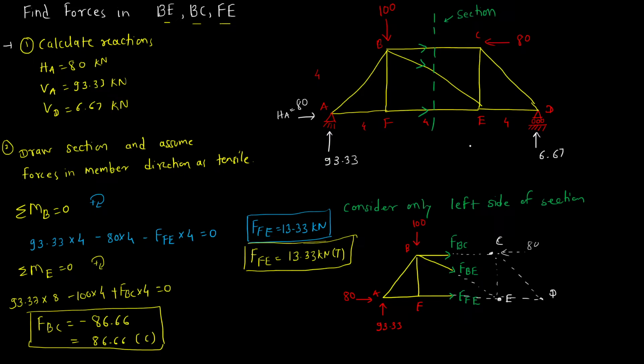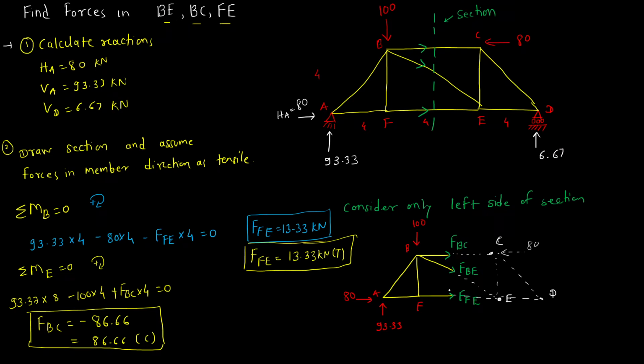Now you can see that this section is cutting these 3 members. Whatever members it is cutting, you have to take the forces from those members. So I have denoted here the forces FBC, FBE and FFE respectively. Now remember, in the method of sections, these forces are directly the member forces. These are not the forces on joints. So if it comes out positive, then it is in tension. If it comes out negative, then it is in compression.